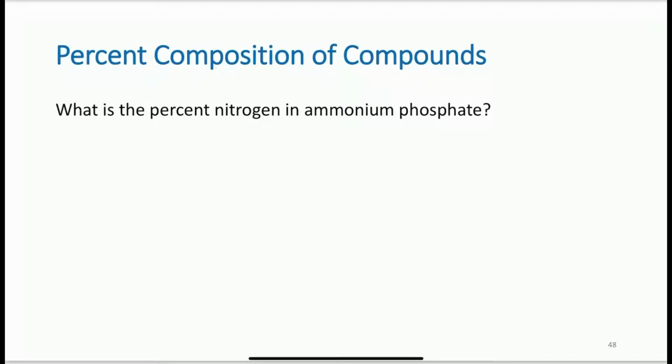So what is the percent nitrogen in ammonium phosphate? In order to solve this problem, we first need to figure out the formula of ammonium phosphate. But now that we know naming, we can quickly do that. We know ammonium is one of our polyatomics with the formula NH4+. Phosphate, also a polyatomic with the formula PO4 3-. If I cross charges here, I see that I need 3 ammoniums for every 1 phosphate. So my formula will be (NH4)3PO4.